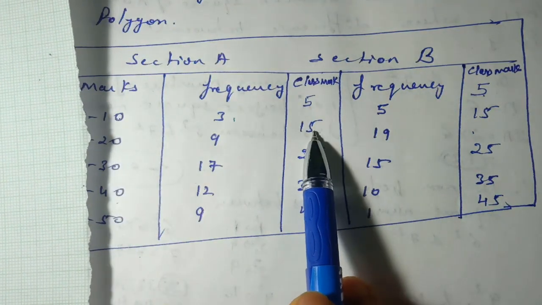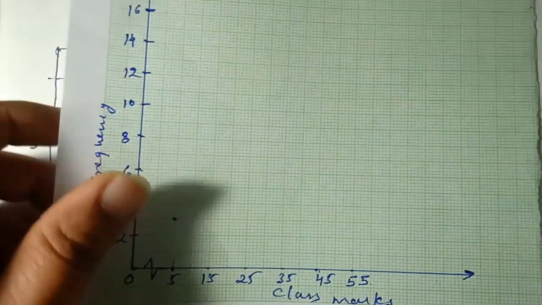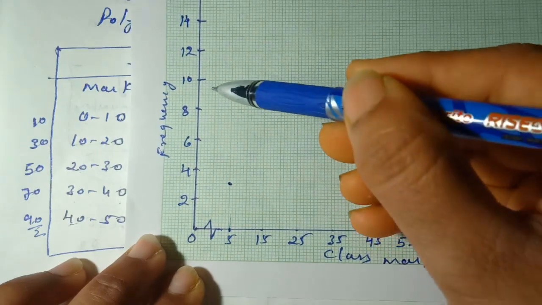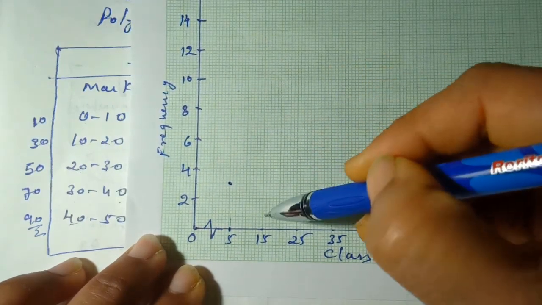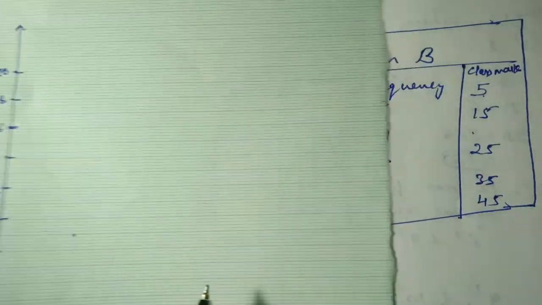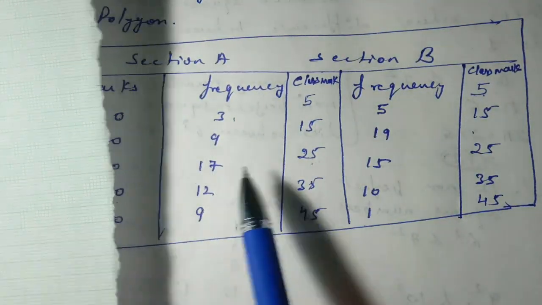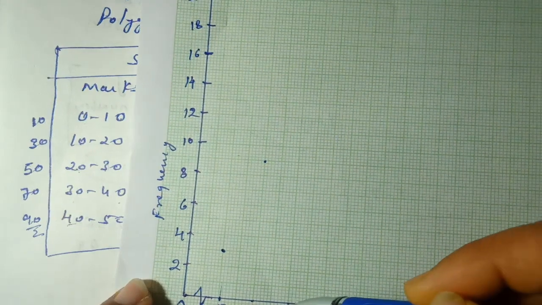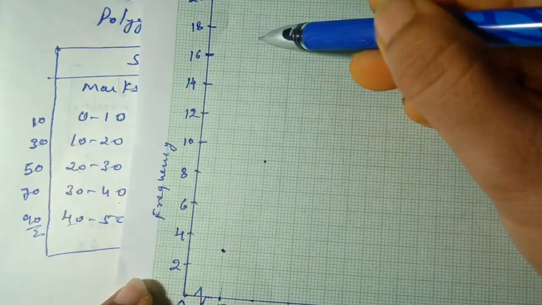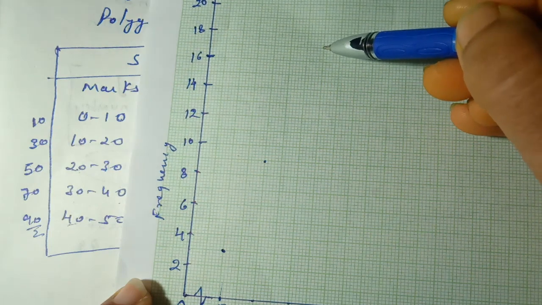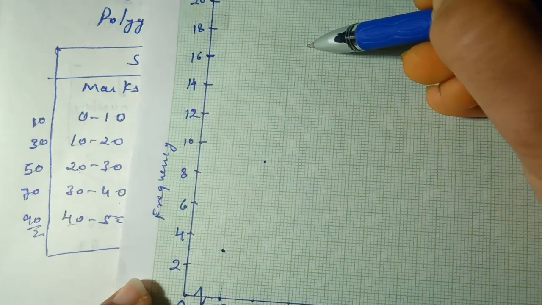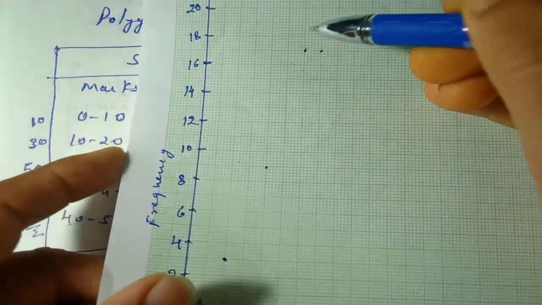Next will be 15 and 9. 15 we have over here and 9 will be between 8 and 10. So it will be here. Next will be 25 and 17. 25 we have and 17 will be between 16 and 18. So it will lie over here.